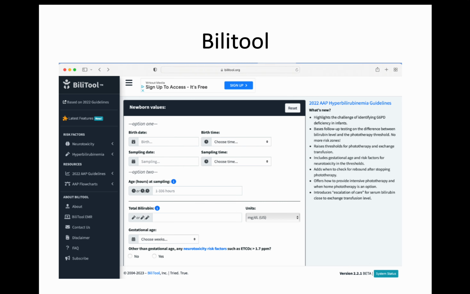So this is bilitool.org. What you're first going to do is either fill in the date of birth and the time for the baby and the time at which you got your sample, or you can just type in the age of life. You can find the date of birth under the labor and delivery column in Cerner. Then you type in your bilirubin level and then your gestational age. And then we go on to neurotoxicity risk factors.